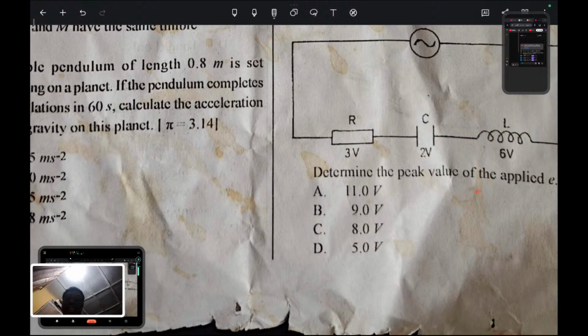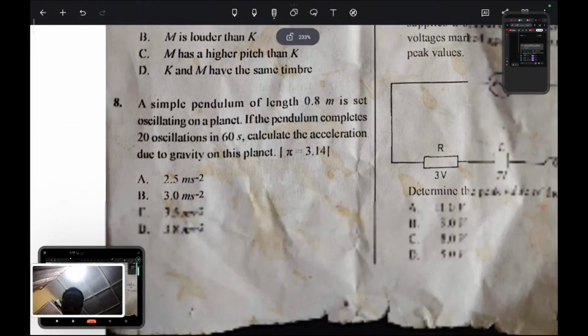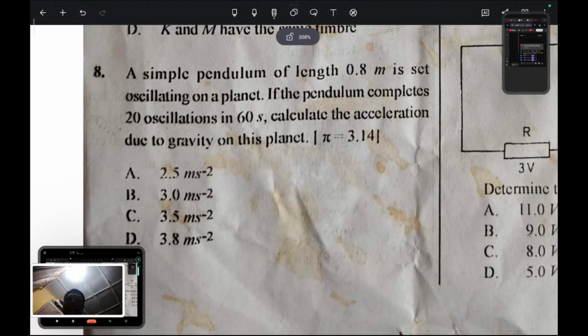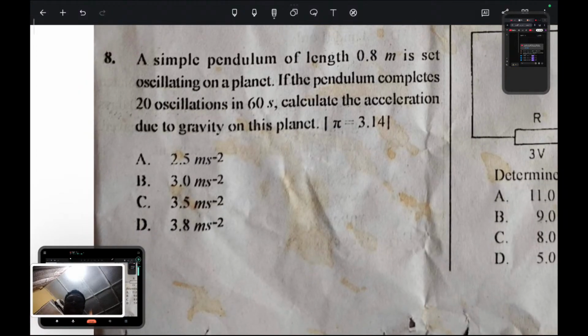So please, do yourself the good by studying ahead of time and noting some of these concepts, because these concepts will help you a lot. Now let's look at question 8. Question 8, SS2. Can you see this SS2 topic?